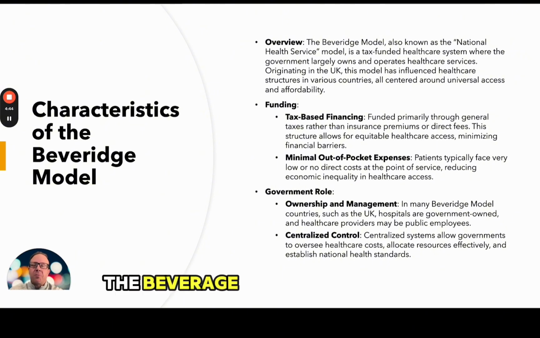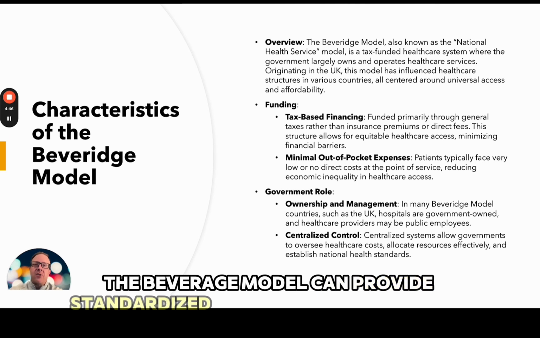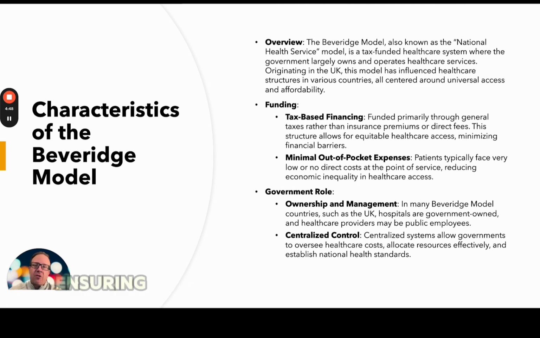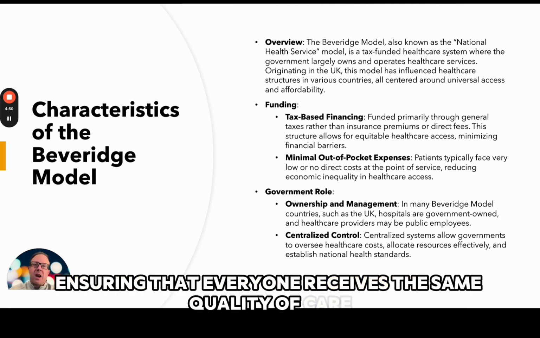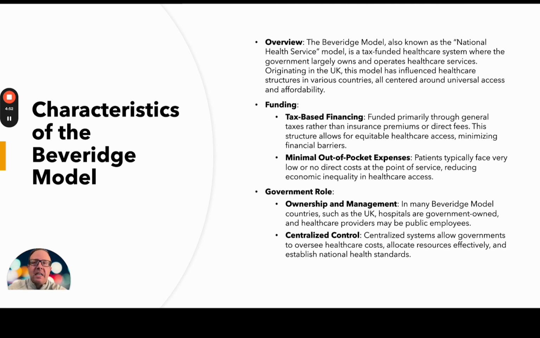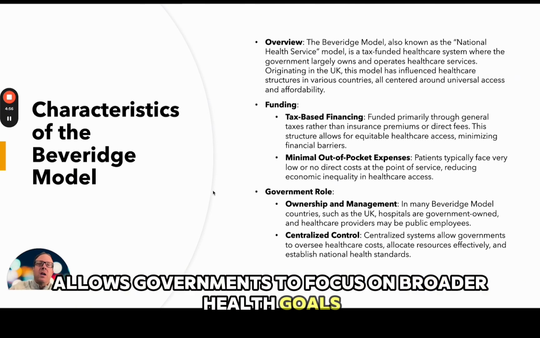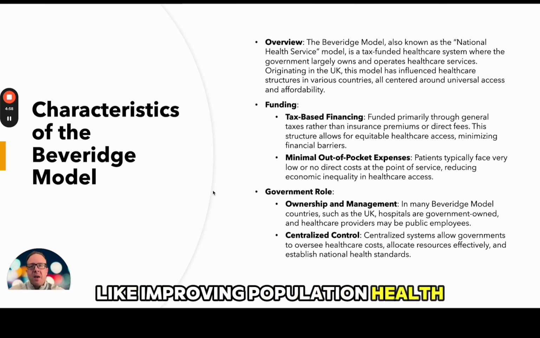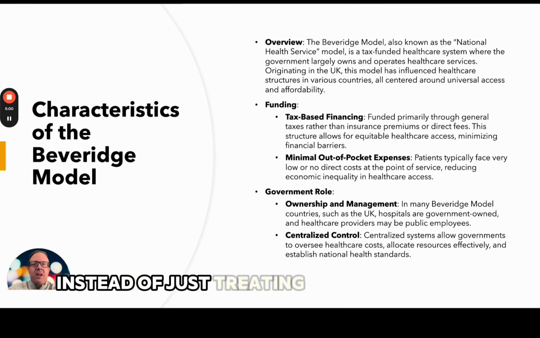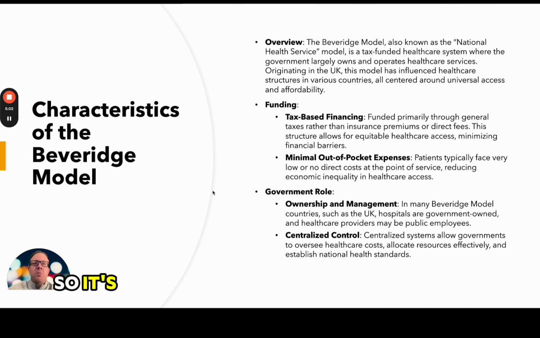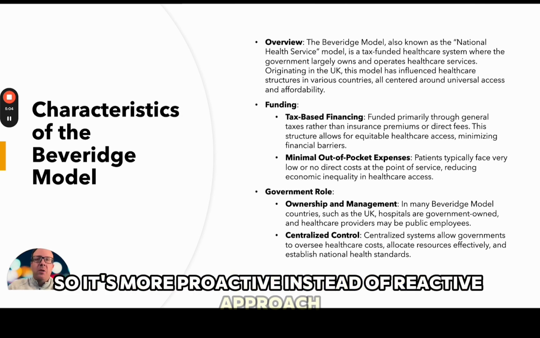Because of this, the Beveridge Model can provide standardized care across the country, ensuring that everyone receives the same quality of care no matter where they live. Centralization also allows governments to focus on broader health goals like improving population health and preventing diseases instead of just treating illnesses as they arise. So it's more of a proactive instead of a reactive approach.